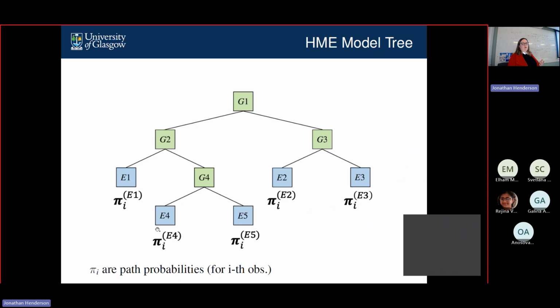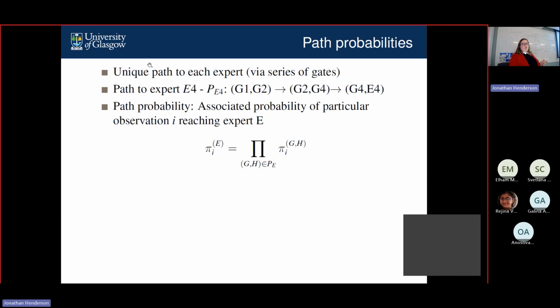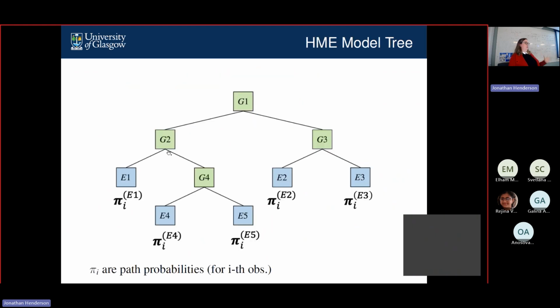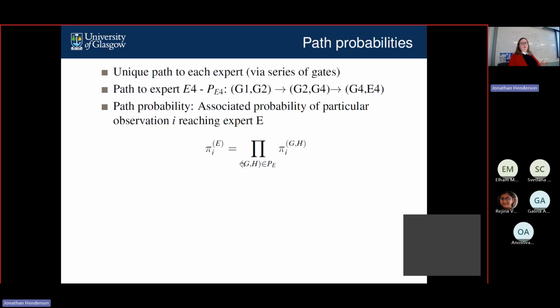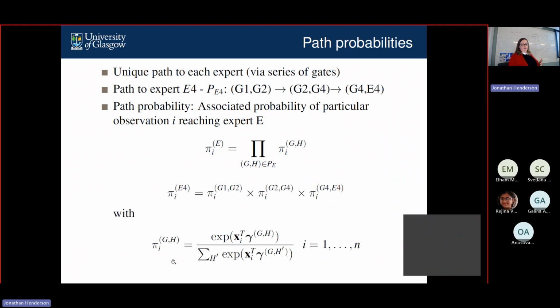So for each of the experts, we have that prior, that mixing probability, which is particular to each observation, because we use the gates based on the observation's covariates. So these are what are known as path probabilities. Every single expert has a unique path. As long as we're only allowed to go downwards, from the root node G1, if we want to get to E2, we have to go from G1 to G3 and G3 to E2. And so we can define those path probabilities as the product of the edges that we took. Those products are related to the exponential logistic formulation that we talked about before.